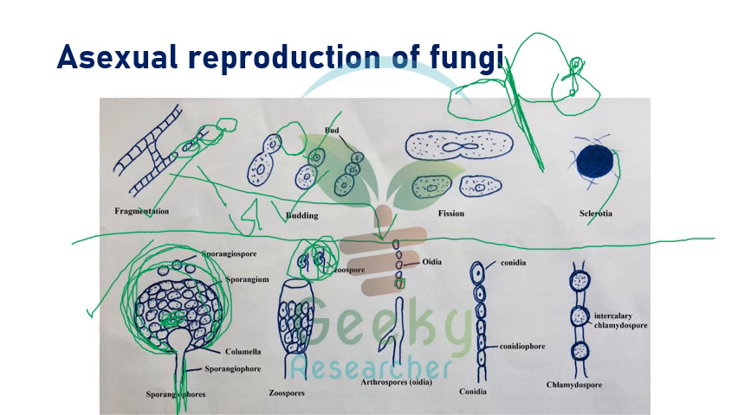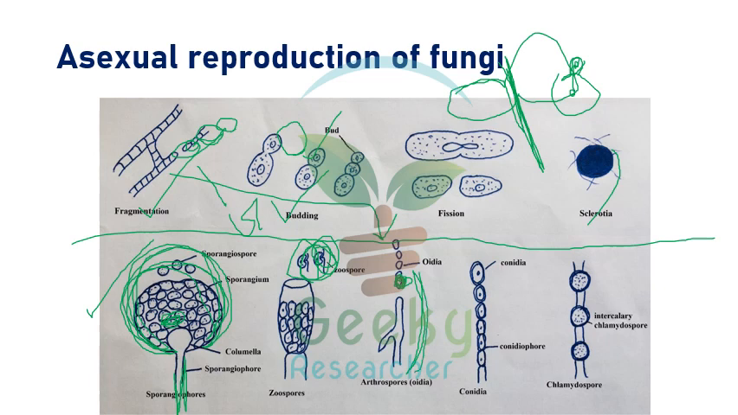The next one is the conidia type. Conidia or conidiophore, that is oidia, where the hyphae break up into small fragments or small spores. These individual spores are called oidia. Each and every individual spore can give rise to a new fungus. Oidia are otherwise called arthrospores.